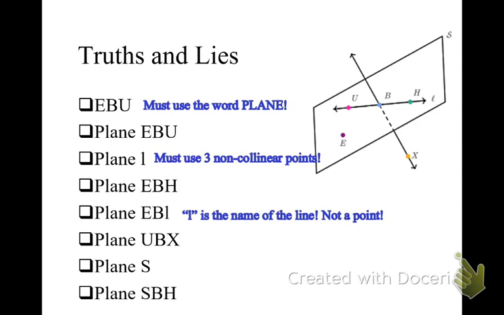Plane UBX. This one's tricky. It's not. Why is it not? Yeah, X isn't even on the plane. So how are you going to name the plane using a letter that's not on the plane? Okay, so X is not on the plane. Plane S. So again, pretend this S was where it's supposed to be, all the way up here. Is plane S okay? Yes, it is.